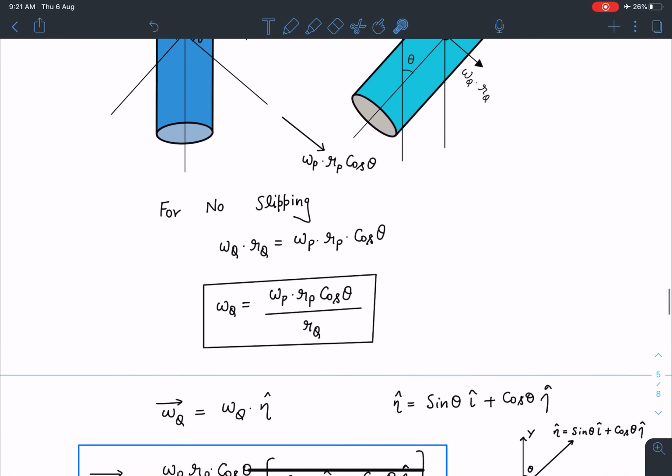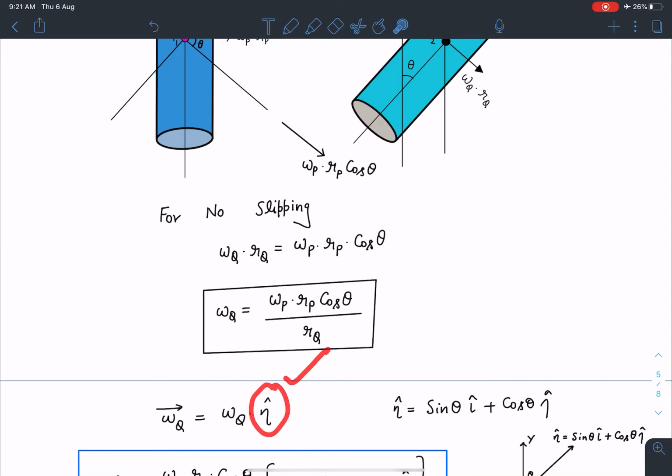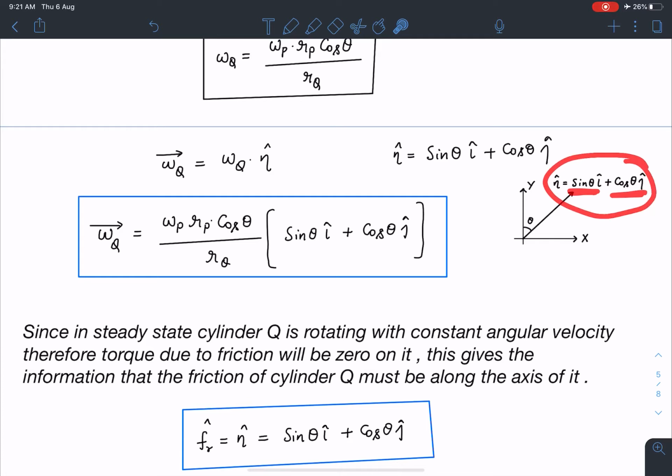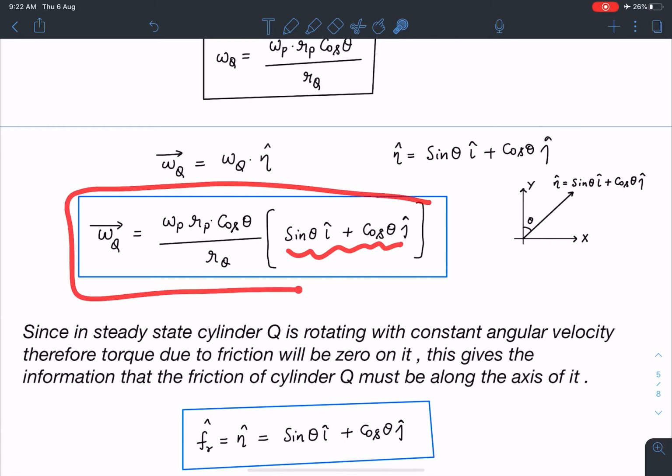All right, so here this unit vector is n cap, let's say. So I am drawing here xy axis, and the cylinder axis is inclined at an angle of theta. So I can easily find out the unit vector in this particular direction, that is cos of this angle i cap plus sine of this angle j cap, which is going to be sine theta i cap plus cos theta j cap. So when I substitute this value here in n cap, I am going to get vector omega q is equal to omega p rp cos theta by rq, this is the magnitude, times unit vector, that is sine theta i cap plus cos theta j cap. This is the vector form of omega q.